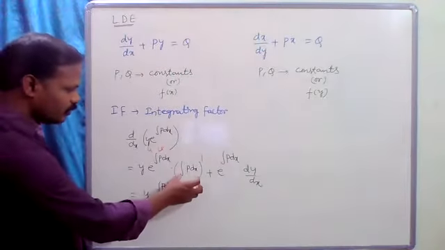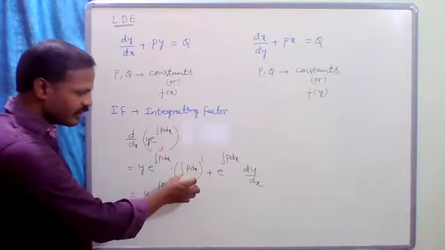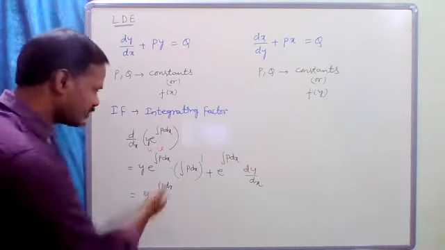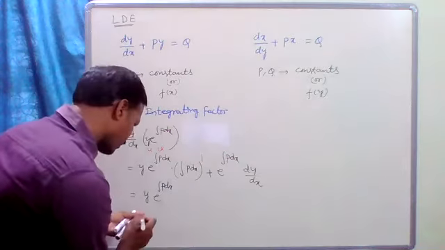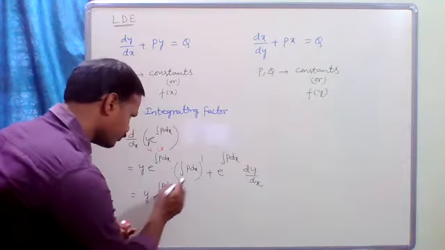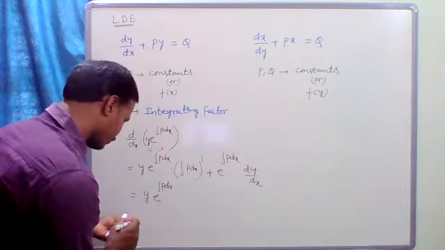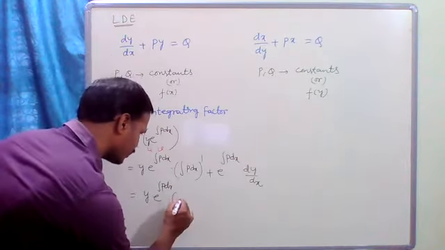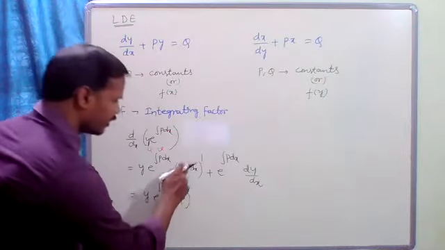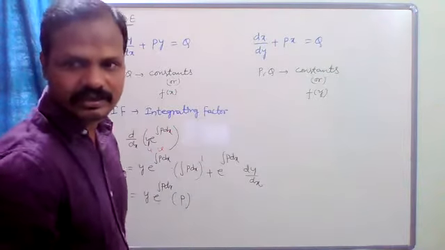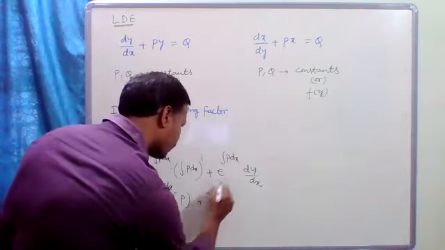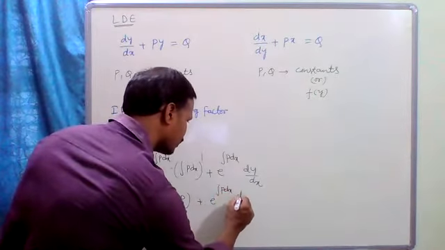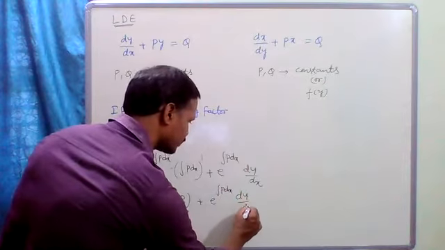Okay. Now the derivative of integral p dx. Derivative and integration will be cancelled. So what you will get? P. The derivative and integral will be cancelled. Plus e power integral p dx into dy by dx.